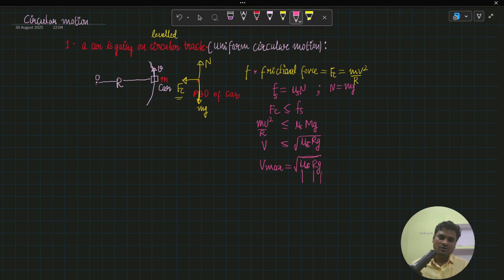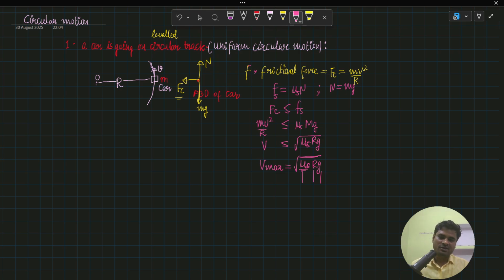So the value of mu s will be fixed for a road and for whatever vehicle is going on it, because mu s depends on the tire of that vehicle. The radius will be fixed for the circular track, and g we know is a fixed quantity. So that's why the maximum velocity for any circular track becomes fixed.